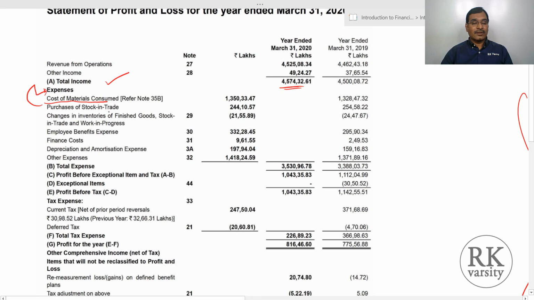Then purchases of stock in trade, changes in inventories. Then the company pays employee benefits in terms of salaries, wages, incentives, bonuses and all. Then it also has finance cost like interest expenditure, etc. Then they have depreciation and amortization and other expenses. So these are the different expenses that the company incurs. Now, all these expenses are incurred to generate the income or total revenue.